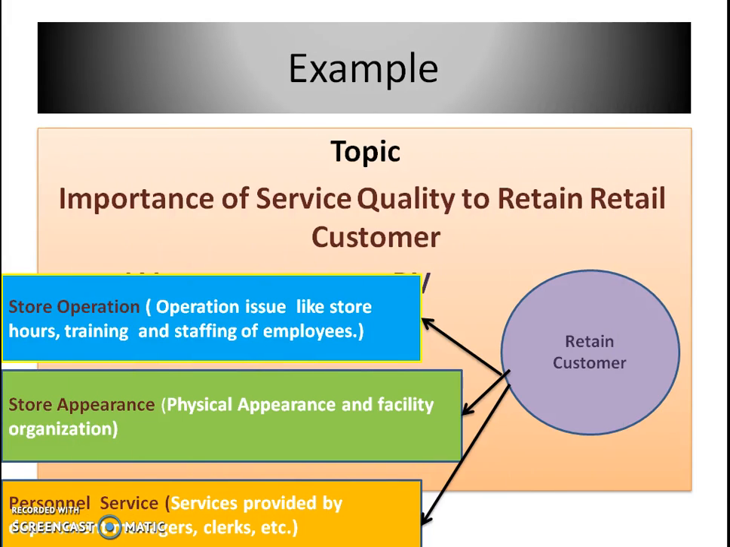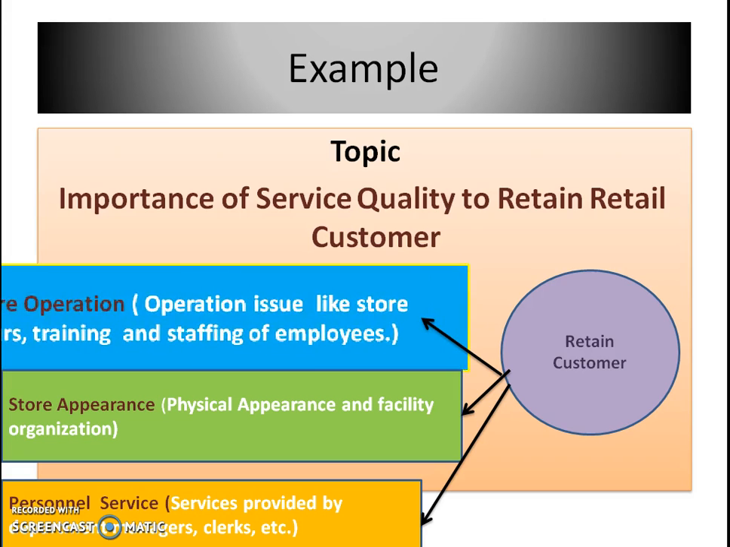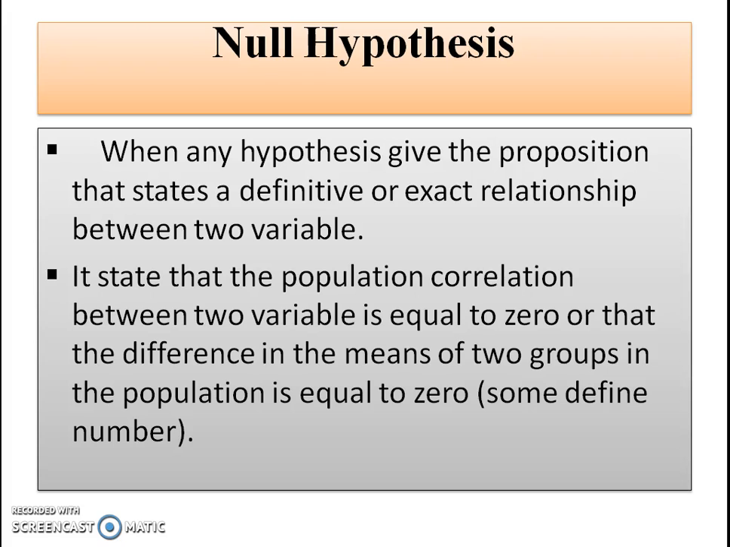Apart from that, I am going to discuss one example based on service quality to retain retail customers. Retained retail customer is the dependent variable, and store operation, store appearance and personal services are the independent variables. If these three variables give any kind of impact, negative or positive, this impact will be taken by the retained customer. So the retained customer is the dependent variable, and the independent variables are store operation, store appearance and personal services.